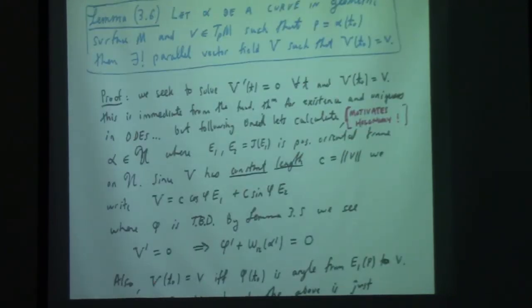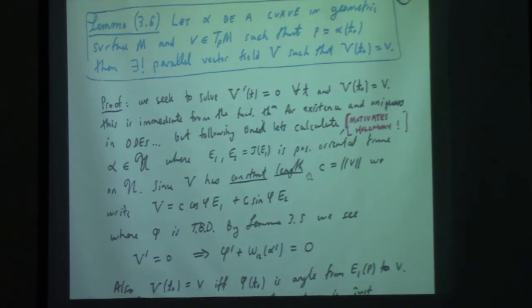All right, so let alpha be a curve in a geometric surface and v a tangent vector, where P is the point alpha of t naught. Claim: there exists a unique parallel vector field V such that when you plug in, I should really not have V of t naught there. That should be V of alpha of t naught, or V of P is v, I think, there.